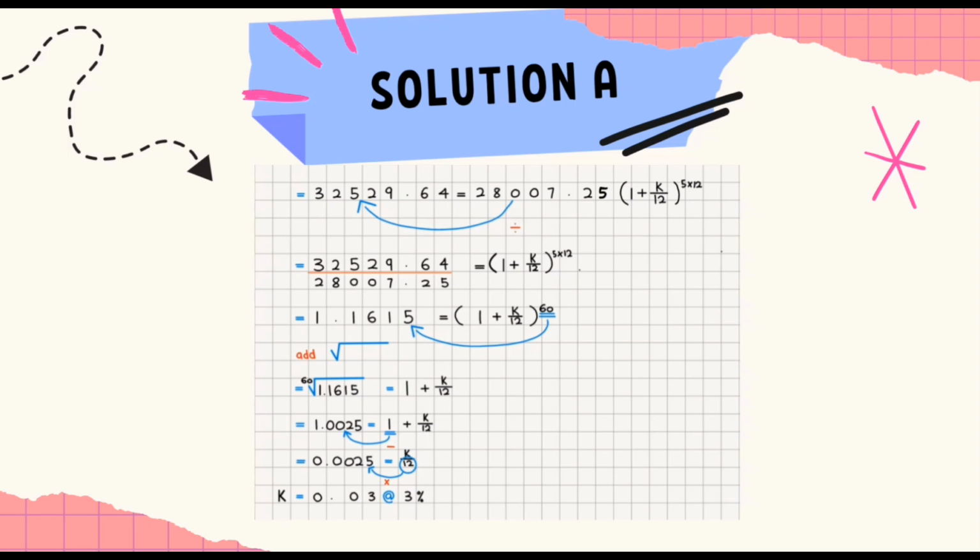So, take the 60th root of 1.1615. The answer is 1.0025, which equals 1 plus k over 12. So 1.0025 minus 1, the answer is 0.0025. Now multiply 12 with 0.0025, so the answer is 0.03. So that's the answer: k is 3%.